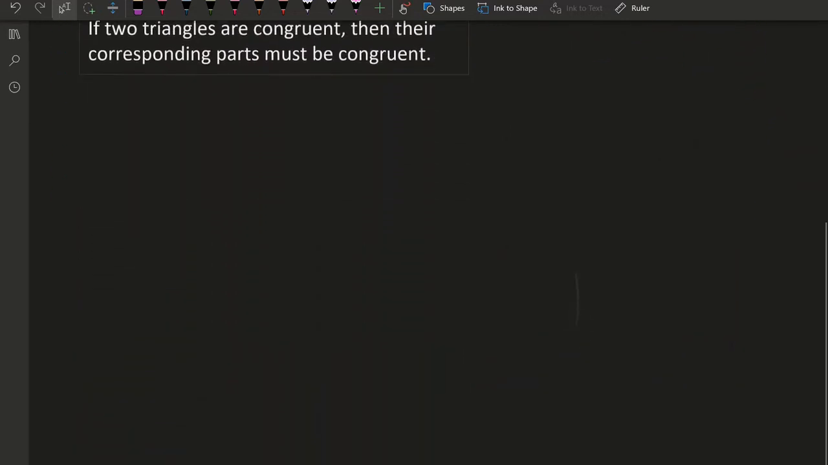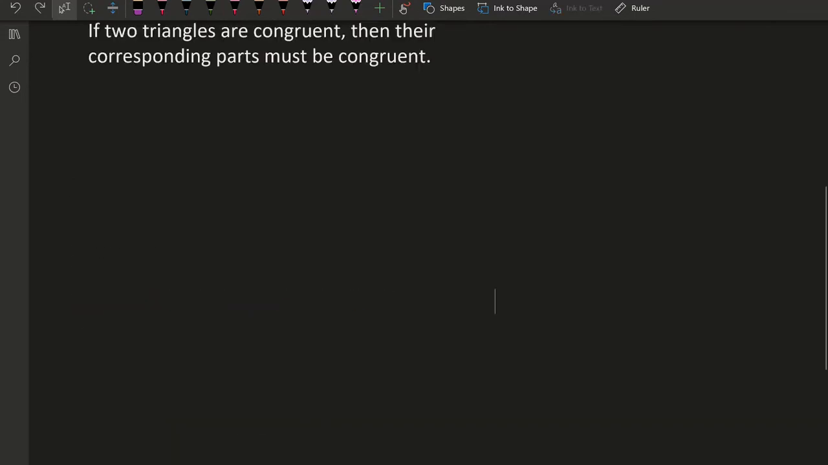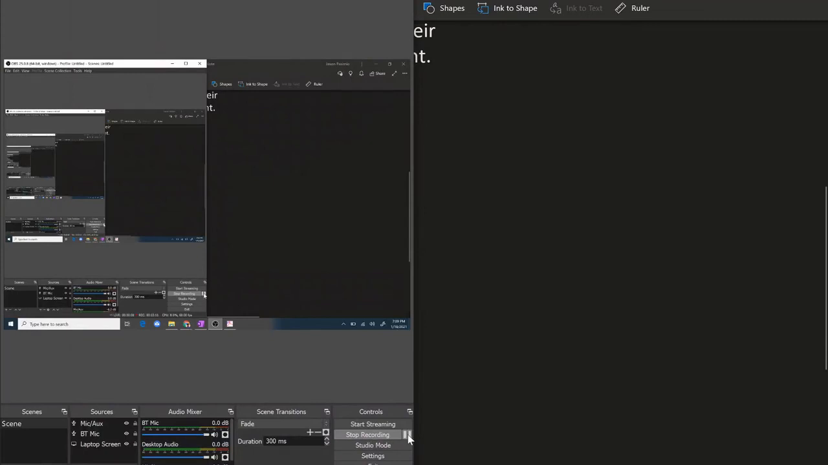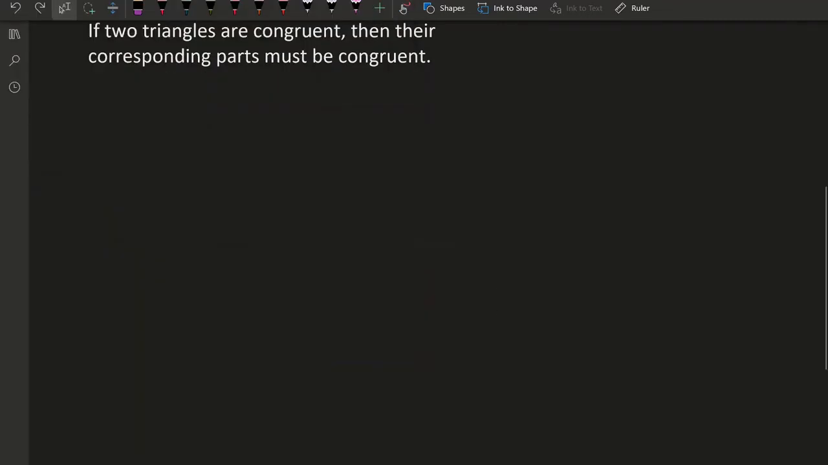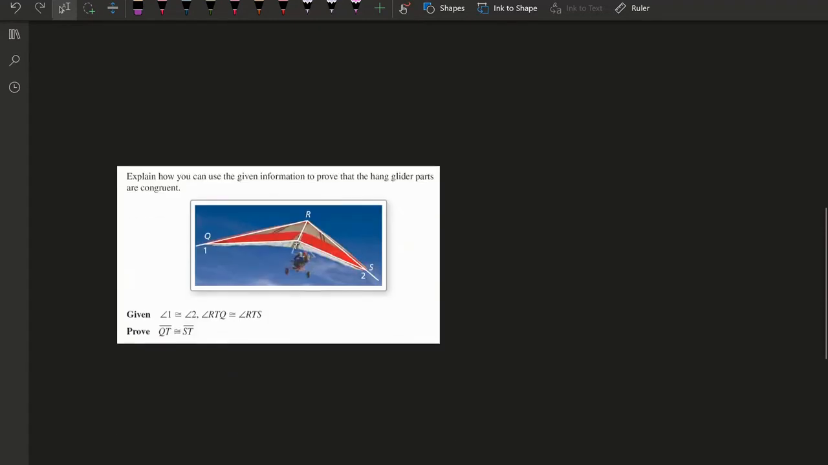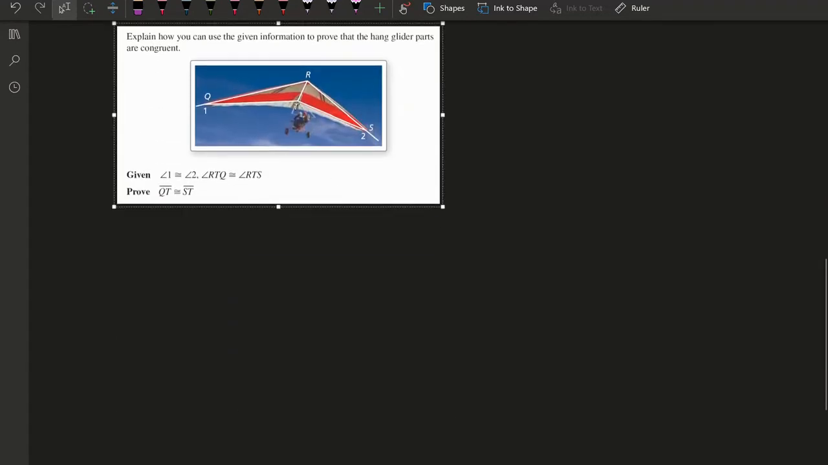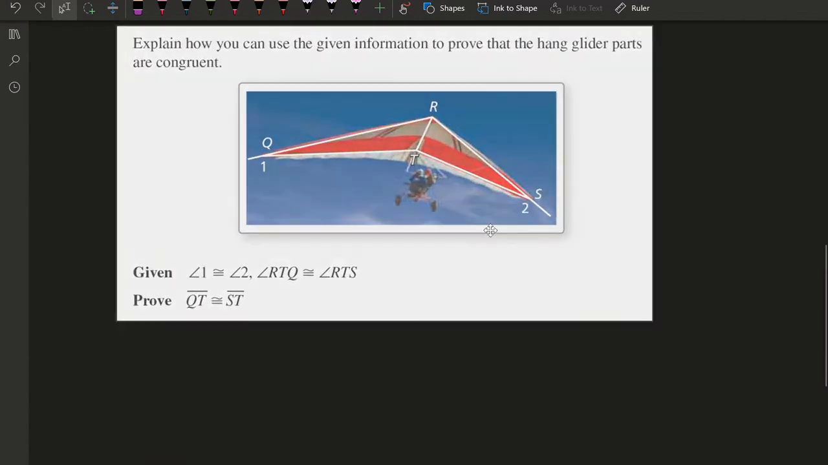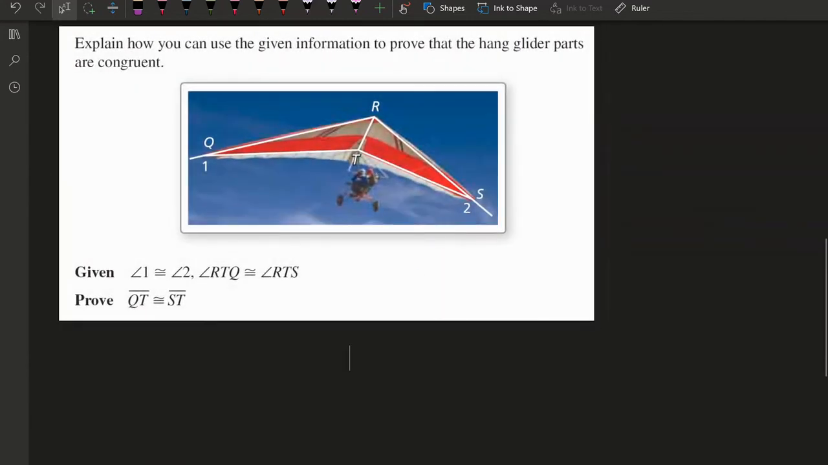Okay, so I'm just going to dive right into an example from the homework. Okay, so here's an example. Explain how you can use the given information to prove that the hang glider parts are congruent. So, looking at these triangles, I see angle 1 is congruent to angle 2, and angle RTQ is congruent to angle RTS. But what I would like to prove is that segment QT is congruent to segment ST.